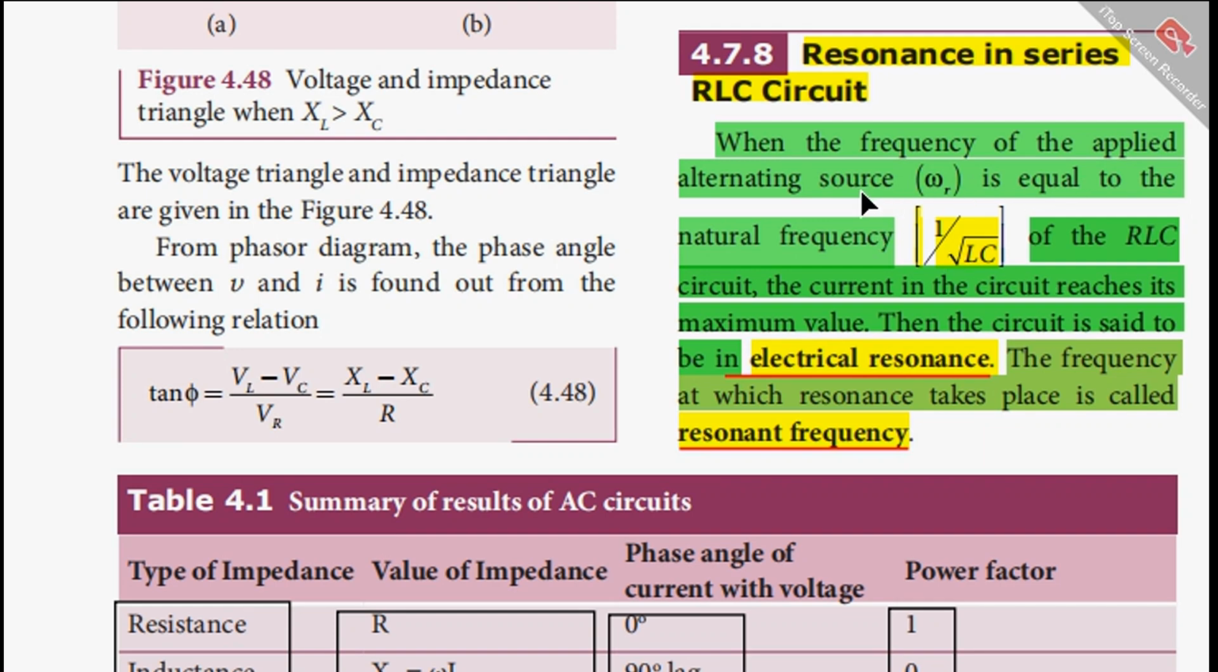When the frequency of the applied alternating source, omega, is equal to the natural frequency, 1 by root LC, of the RLC circuit, the current in the circuit reaches its maximum value. Then the circuit is said to be in electrical resonance. Therefore, the frequency at which resonance occurs is expressed as omega r, and it is called the resonant frequency.